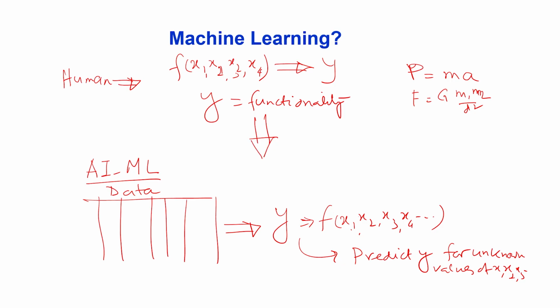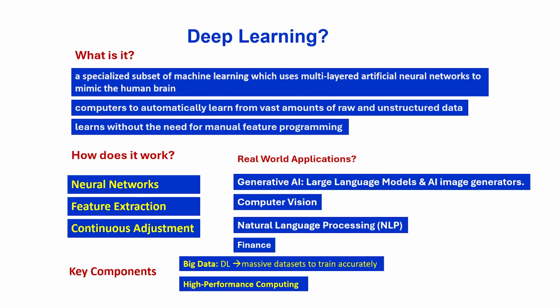We are trying to make the machine learn from the data, and once it learns the correlation between these variables, it can predict something. That in a nutshell is what is called machine learning. But deep learning is different. It is a specialized subset of machine learning which uses multi-layered artificial neural networks to mimic the human brain.